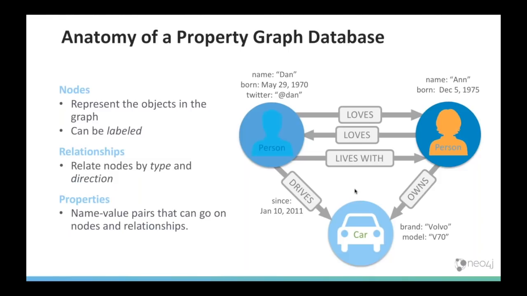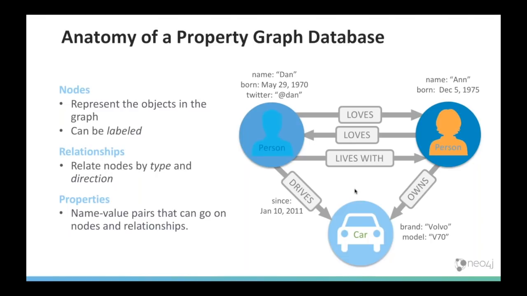Between nodes, we have relationships. So we can see we have loves relationships, we have lives with relationships, we have a drives relationship, we have an owns relationship. These relationships can also have properties associated with them. So we can see that Dan drives the car that Anne owns. He's been driving it since January 10th, 2011.